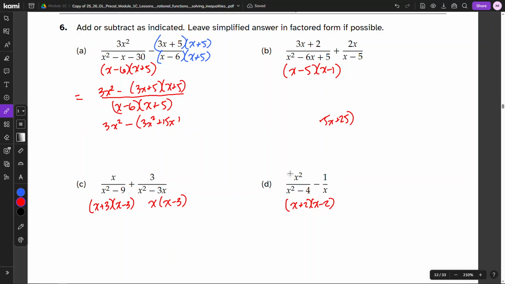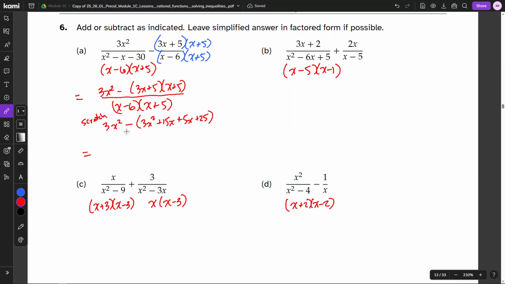Oops, I don't know what happened there, but let's just rewrite this so that we can make the work a little bit better. So the distribution was 3x squared, 15x, plus a 5x, and plus a 25. This was just scratch work.